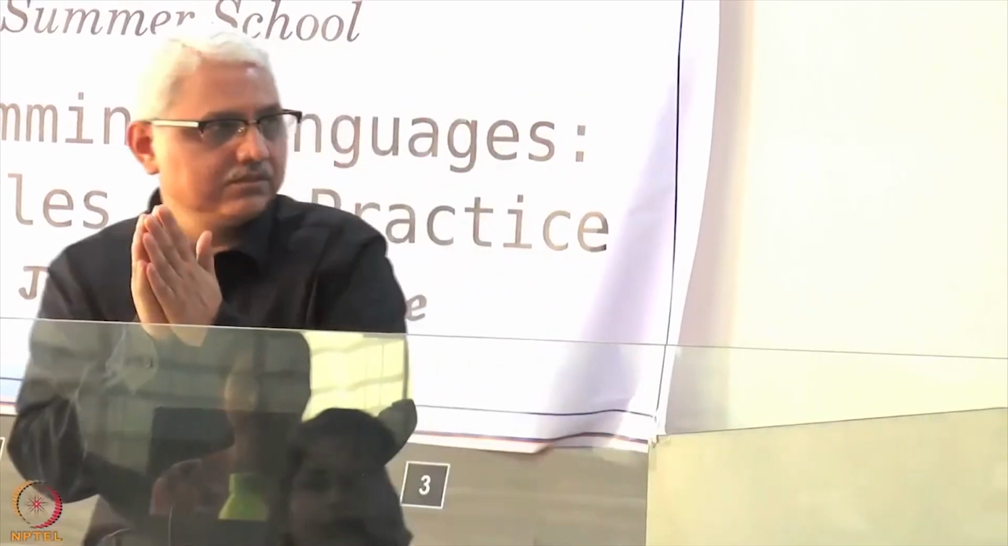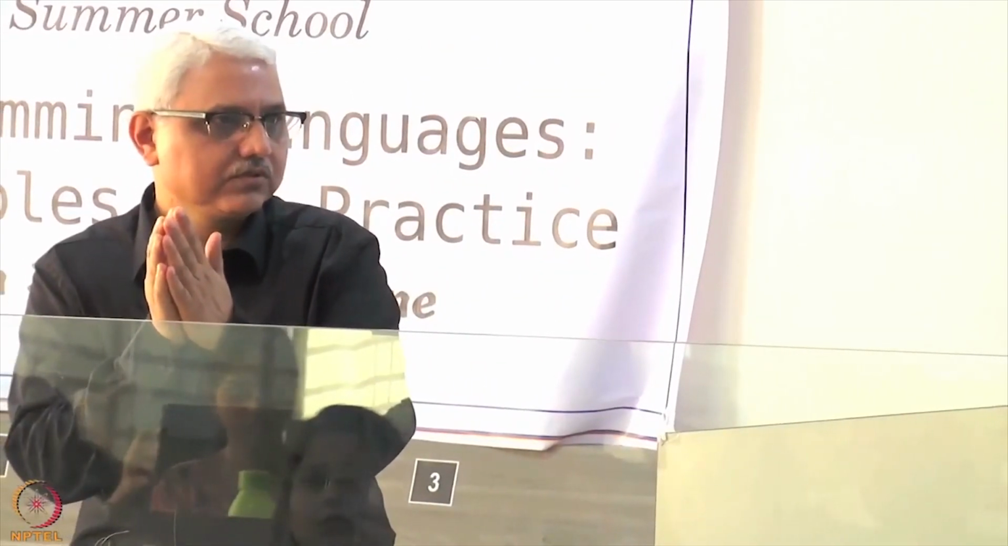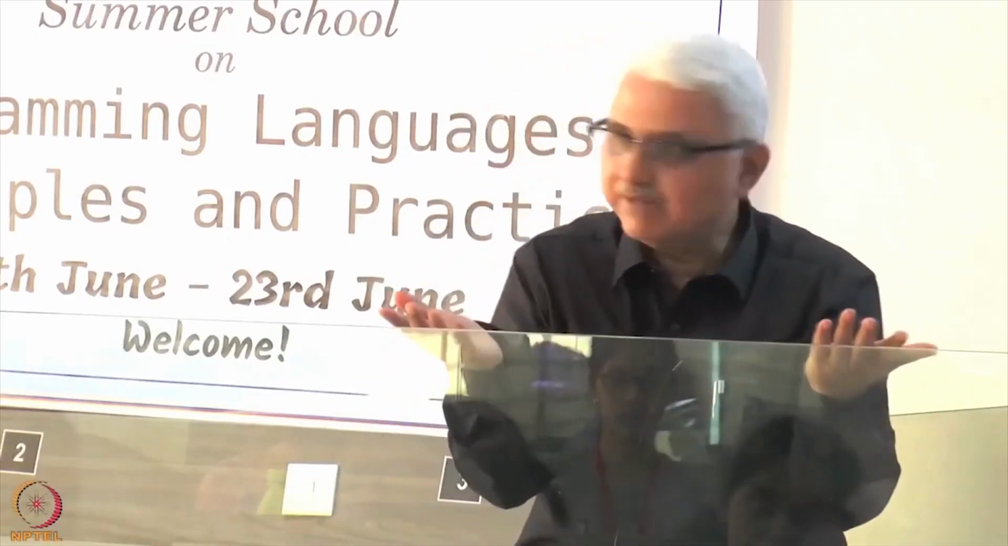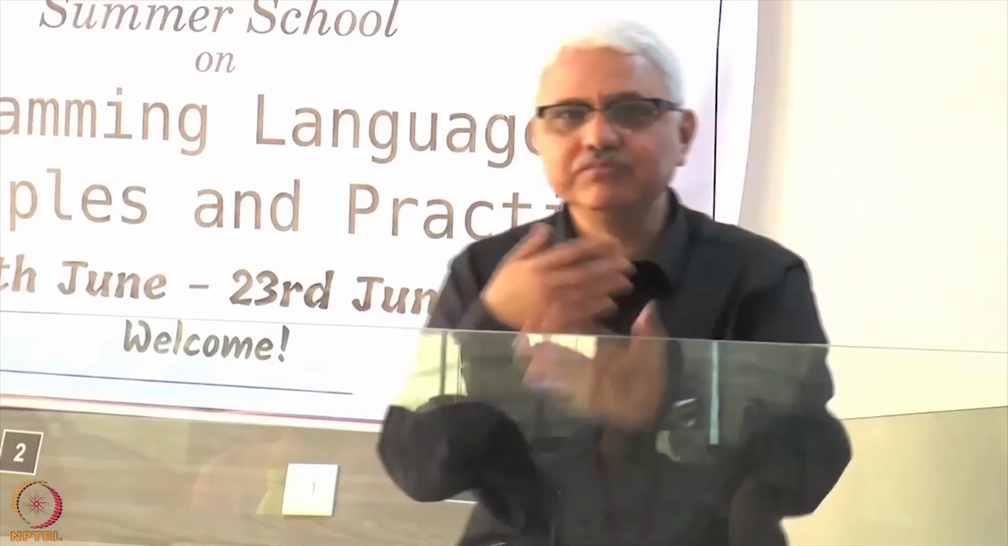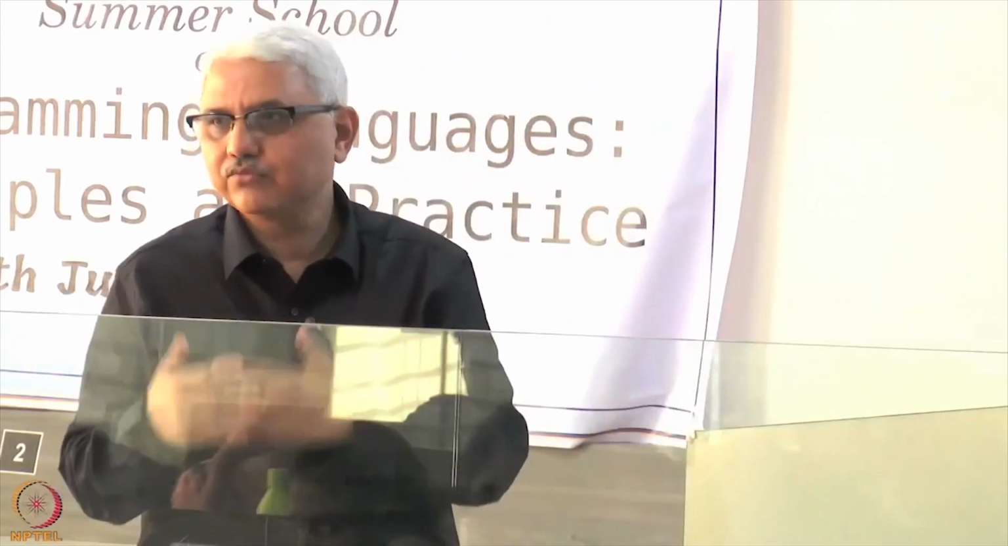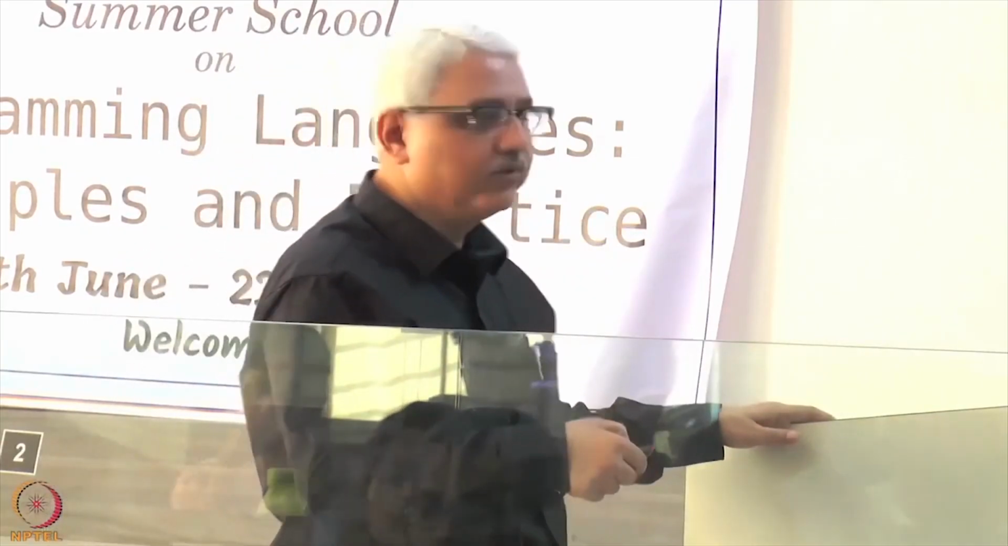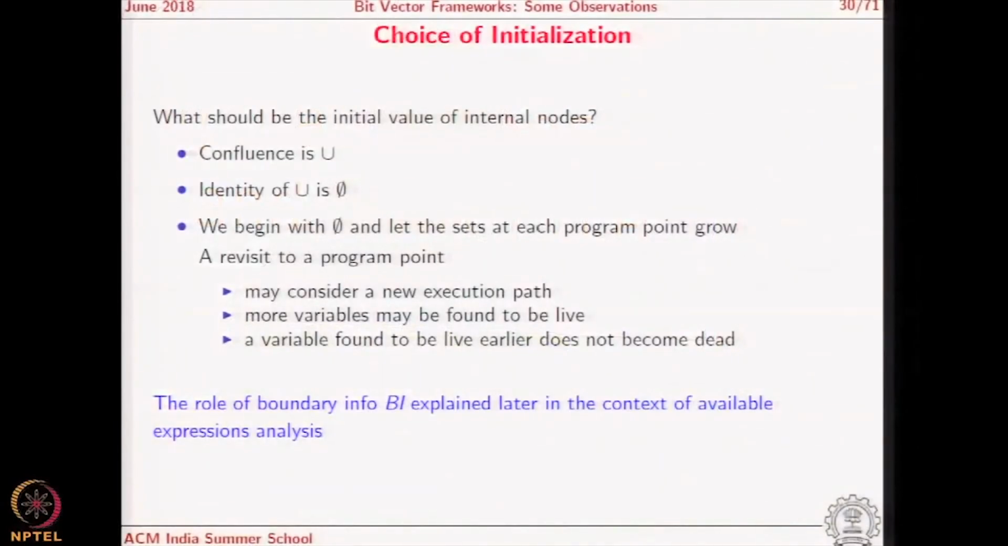So, what is the identity of union? Identity of multiplication is 1, identity of addition is 0. What is the identity of union? Phi, the empty set. So, you start with something that does not over approximate the union, that is the idea. Therefore, you use the identity element. So, we use the empty set. This is a workable definition. We begin with the empty set and let the sets at each program point grow.